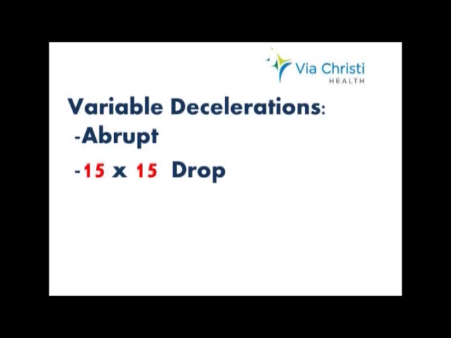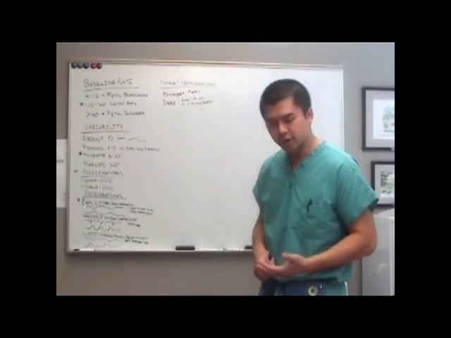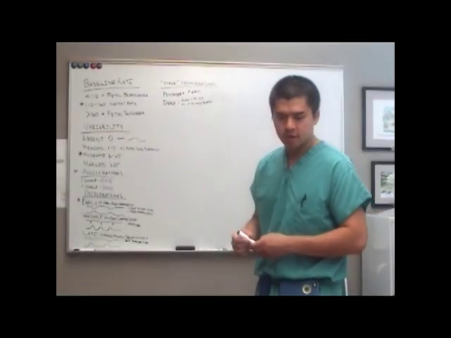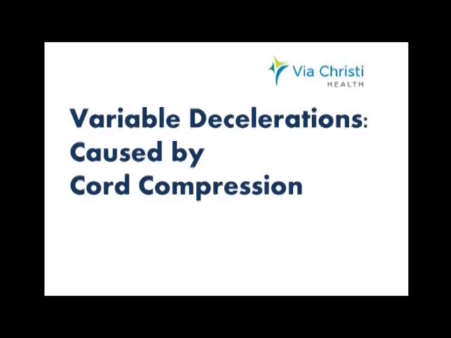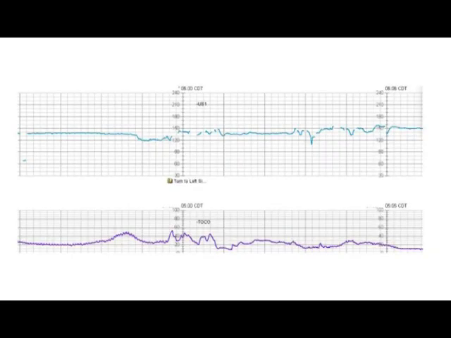15 by 15, correct. Or how many boxes? By how many boxes? Yep, 1.5 by 1.5 boxes. And these are due to what? Fetal cord compression. Good. This next example has what type of deceleration?